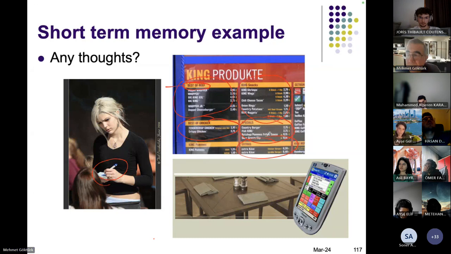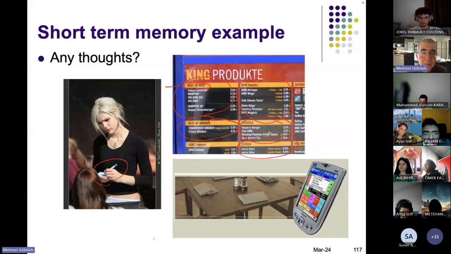Therefore, we use short-term memory efficiently. Short-term memory efficiency is increased. Without menus, it will be impossible to select the food. Therefore, for a similar reason, we use menus in the interfaces. And the name of the thing is exactly called menu.